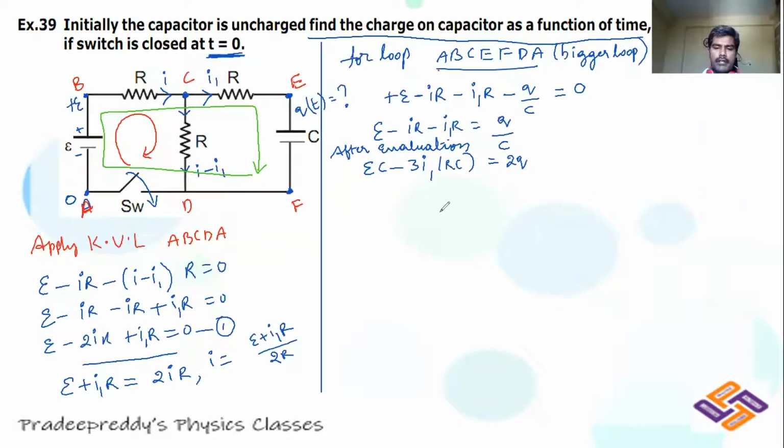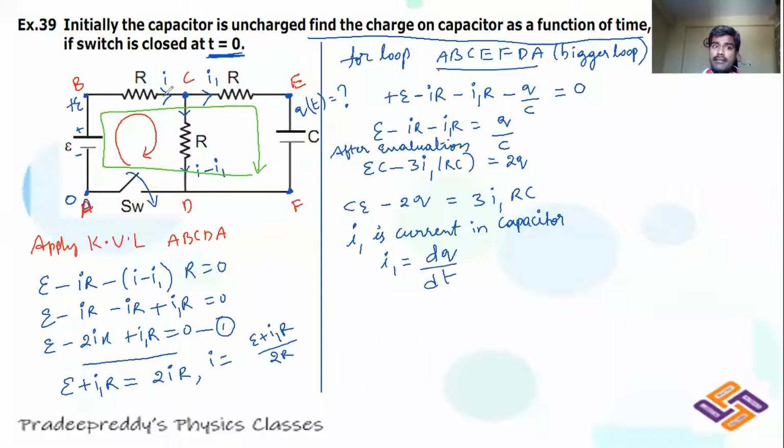Now from here you can write CE minus 2Q is equal to, this 2Q I am bringing to the other side. Then remained this term I am bringing it to the other side. It is 3I1 into RC. Okay, but what is I1? I1 is current in this capacitor. I1 is current in capacitor. Okay, so I1 is variable with respect to time because it is attached with the capacitor. Therefore, I can write it as dq divided by dt.